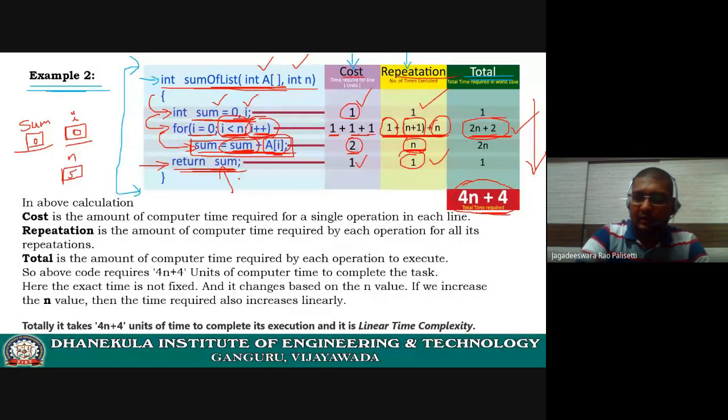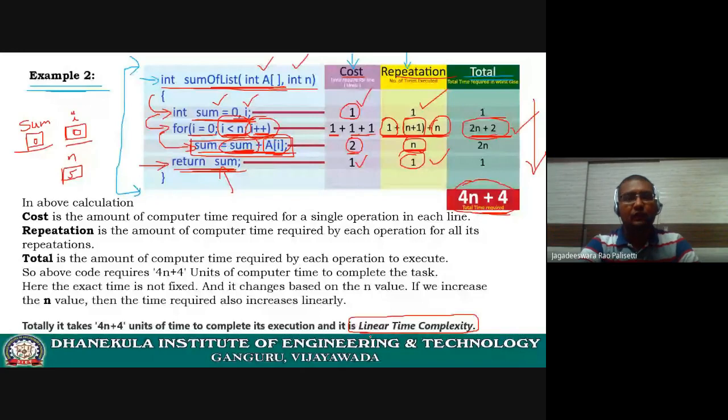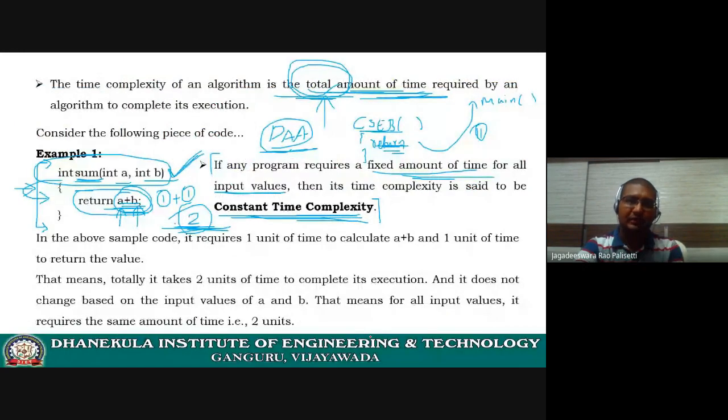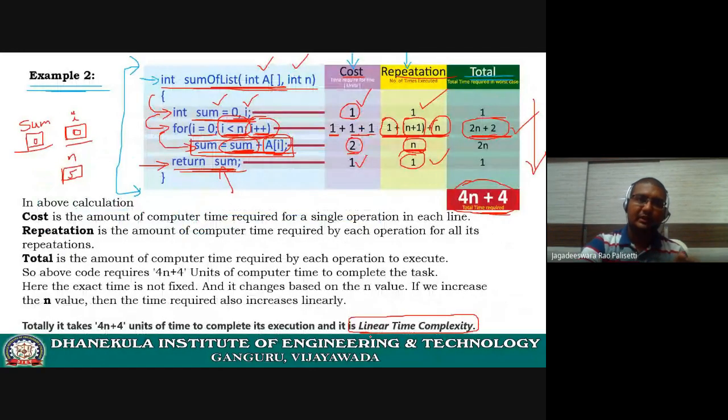So now I will discuss the last point here. What is meant by linear time complexity? Till now we have seen constant time complexity. Irrespective of the input values, the time complexity of the program will not change. This is the example of constant time complexity. This program has constant time complexity; 4n plus 1 is a constant value.